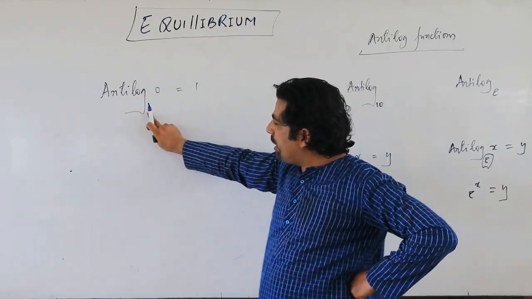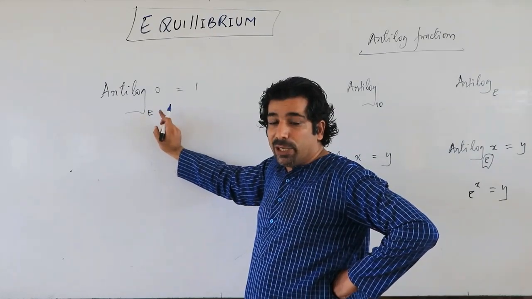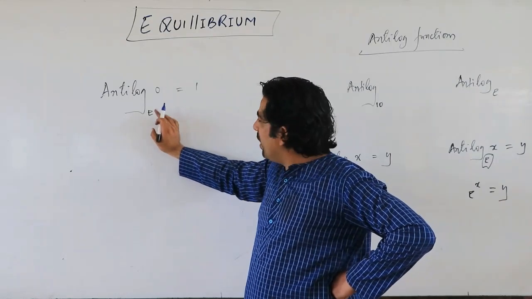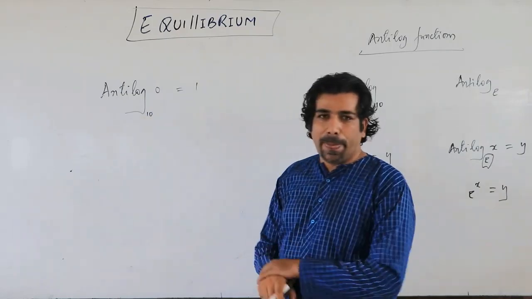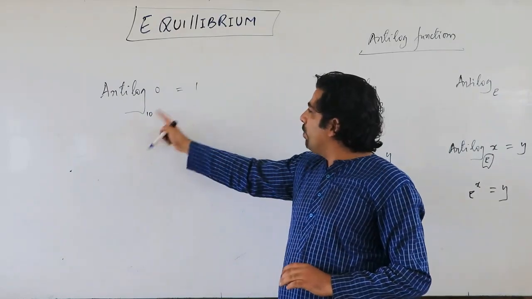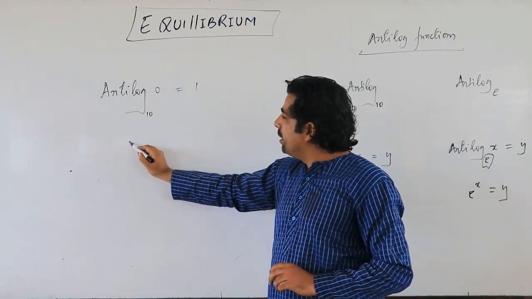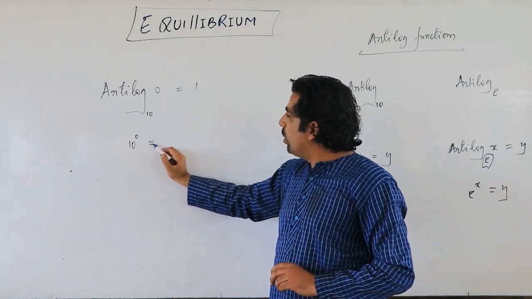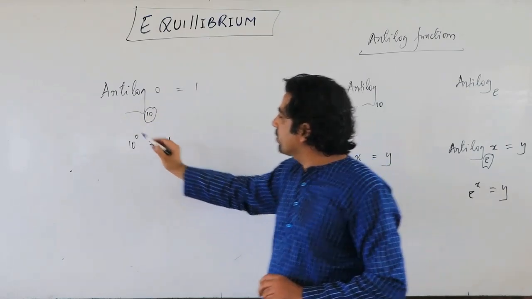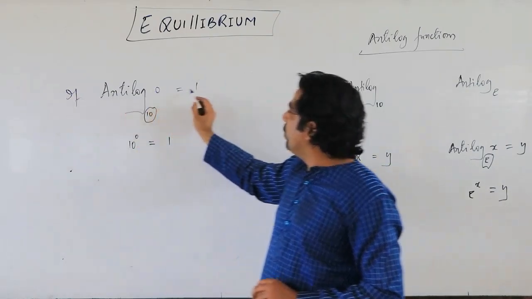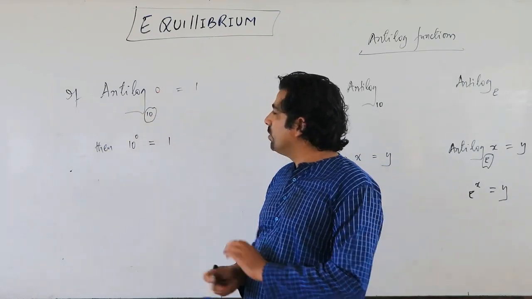When nothing is mentioned here, if they mention e, then understand that it is basically the Euler's base. But if they don't mention anything, then understand that 10 is there, common. Now tell me, is it 10 to the power 1 equal to 0 in antilog or 10 to the power 0 is equal to 1? So obviously 10 to the power 0 is equal to 1. So this base will be 10, 10 raised to the power 0 is equal to 1. So I will write down, if antilog of 0 is equal to 1, then 10 to the power 0 is equal to 1, my dear friends.